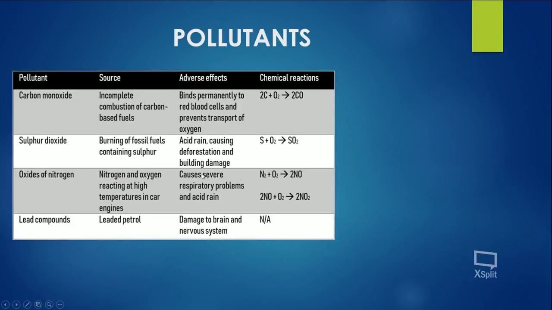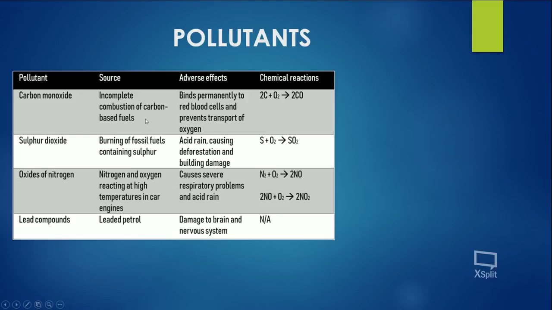The pollutants of air mainly are carbon monoxide, sulfur dioxide, oxides of nitrogen, and lead compounds, and you need to know the sources of these pollutants along with how they can affect our body and the environment. Carbon monoxide is produced from the incomplete combustion of carbon-based fuels. Normally, if you burn carbon in sufficient oxygen, you'll form carbon dioxide. In incomplete combustion, for example, when you don't have enough oxygen, you'll form carbon monoxide instead of carbon dioxide.